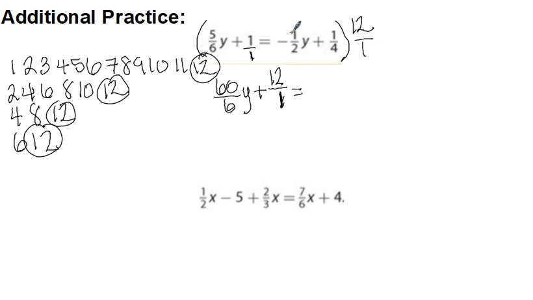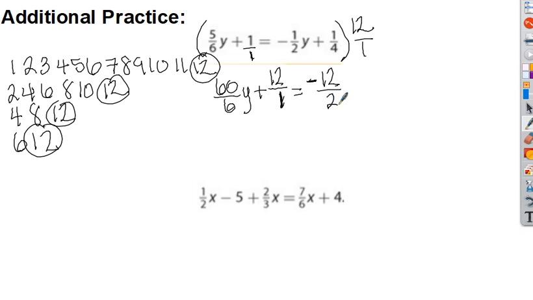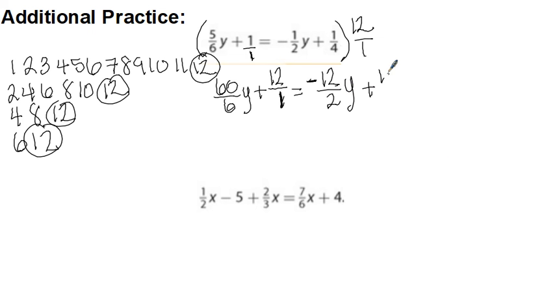Equals 12 times 1. I'm going to put the negative there because I have to have a negative. See it right there? Is 12. And 1 times 2 is, I almost put 1, is 2. And then put your y back. Plus 12 times 1 is 12, and 1 times 4 is 4. Okay, so now I want you to pause and see if you can reduce all of these.